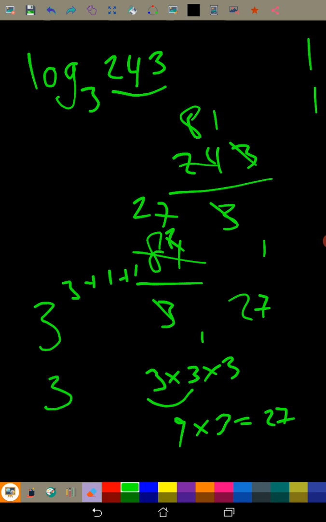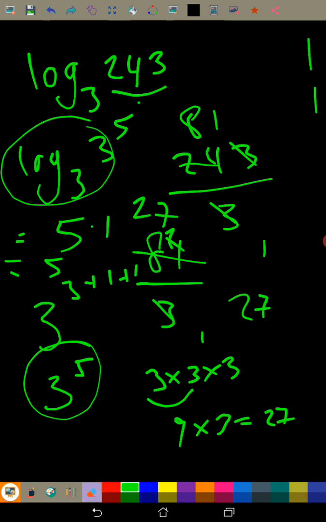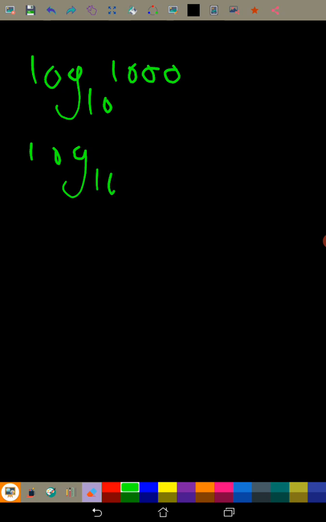So 3 to the power of 5 will give you this. So log base 3 of 3 to the power of 5 will give you 5 here, because this is 1 times 1 is equal to 1. Alright, next one, we have the log to the base 10. We have 1000. Very easy, we just say 10 to the power of 3 and we get 3.